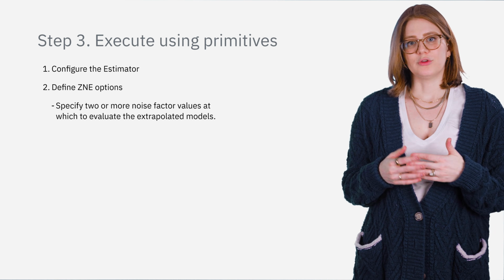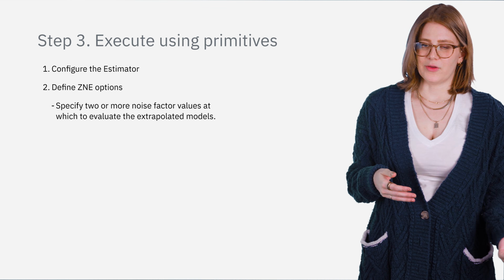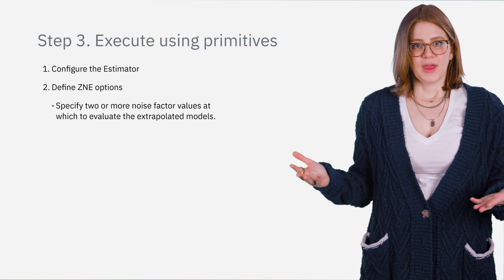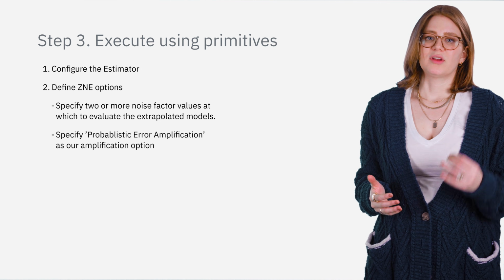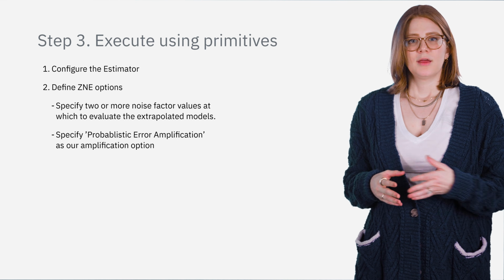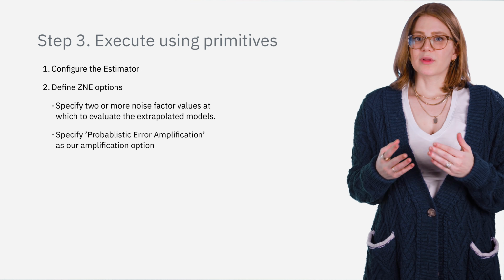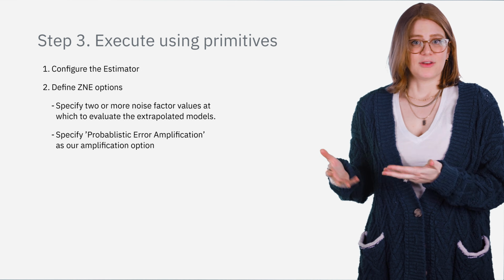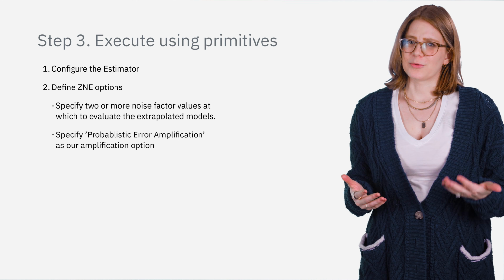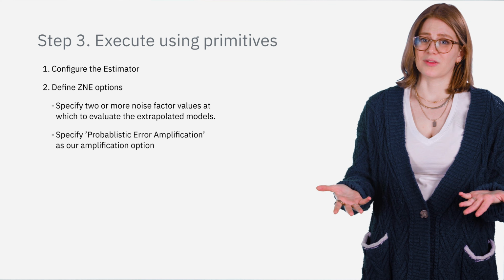Particularly in the tutorial, you will see that we specify 2 or more noise factor values at which to evaluate the extrapolated models and specify probabilistic error amplification as our amplification option. Now, probabilistic error amplification, or PEA, was really the error mitigation technique method of choice here because it scales so much better than the other options. And that's what's important when we're working at the level of 100 plus qubits.